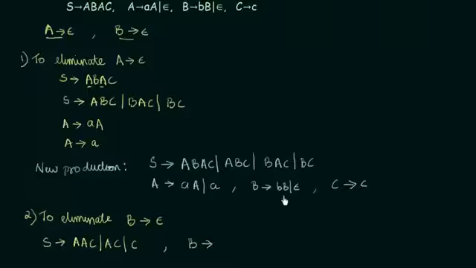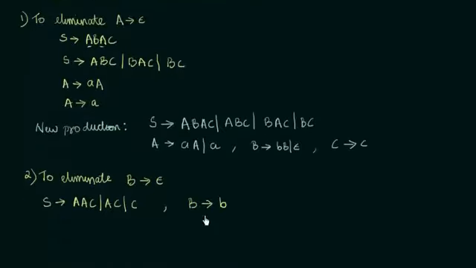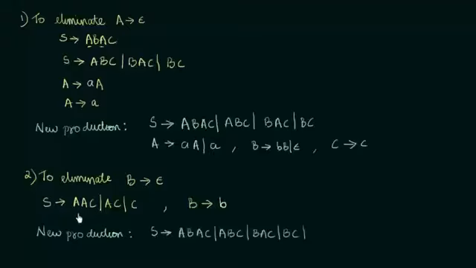B gives BB. So this B, if I replace it with epsilon, I will simply get small b. Okay, so these are the new productions that we will have. So the new production will look like this. What does S give? We have to write all these things which were already there. In this step we got some more new productions for S, which are AAC, AC and C.